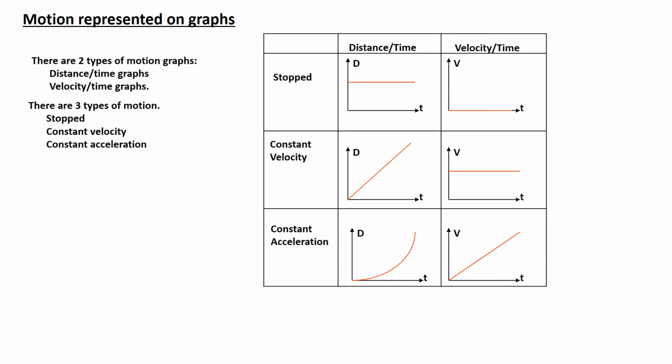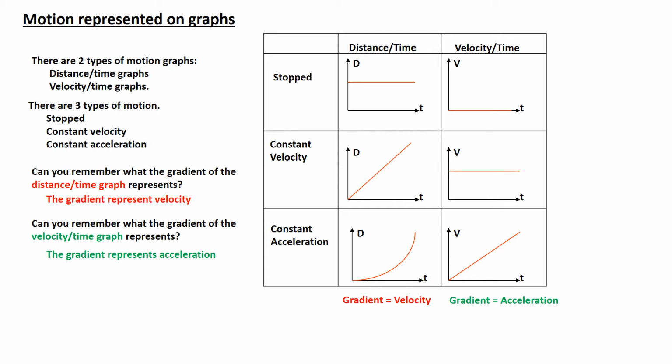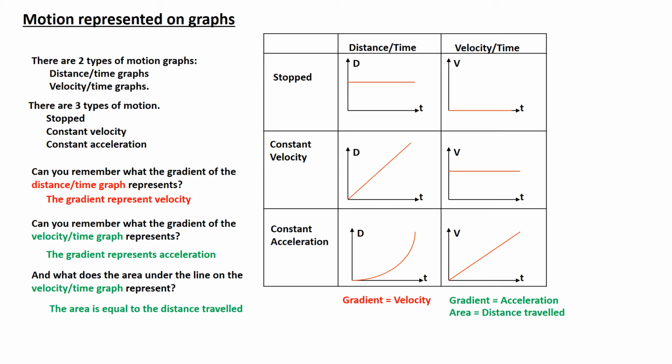Constant acceleration. This could be a curve on a distance time graph, whereas it's a straight line on a velocity time graph. You'll often be given blank axes in a test and asked to sketch what you think is happening. The gradient in a distance time graph represents velocity or speed. The gradient in a velocity time graph represents acceleration. So if it's not speeding up, then there is no gradient. The area under a velocity time graph is equal to the distance travelled.